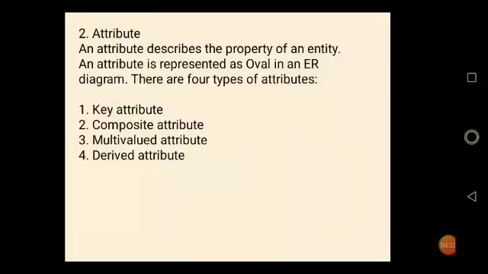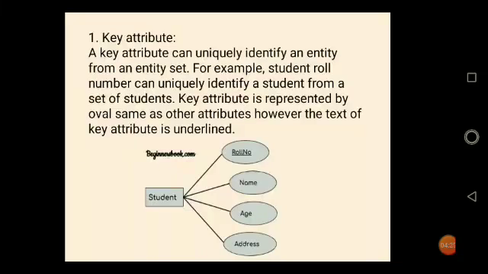Okay. Then attributes: key attribute, composite, multi-valued, and derived attribute. What is meant by key attribute? It uniquely identifies an entity. So the entity is student. A student will have these attributes: roll number, name, age, and address. So what could be the unique identity for that student? That is his roll number or register number. So that should be underlined. By seeing that, we can say that it is a unique attribute for a particular entity, student. That is called a key attribute.